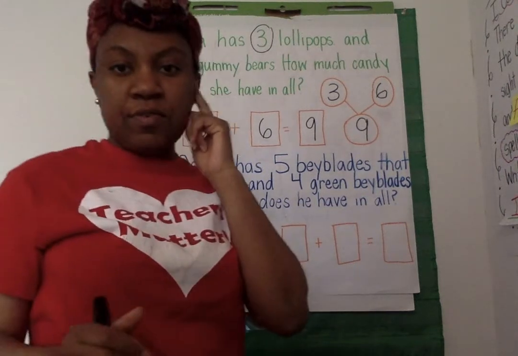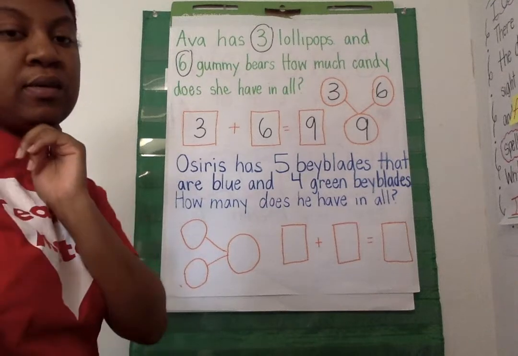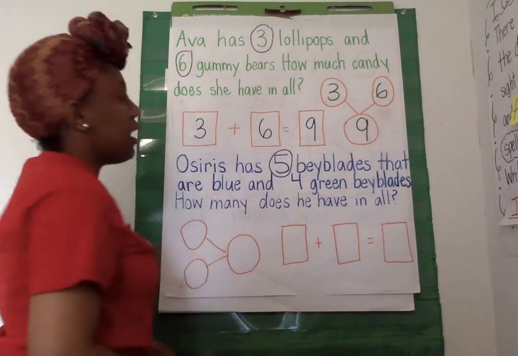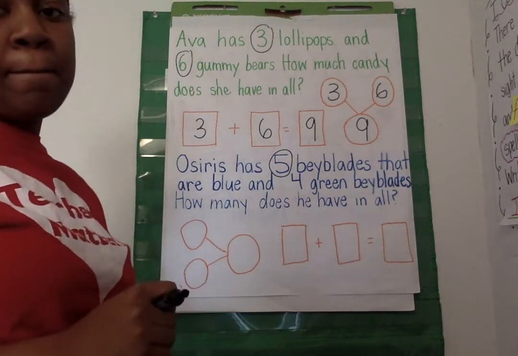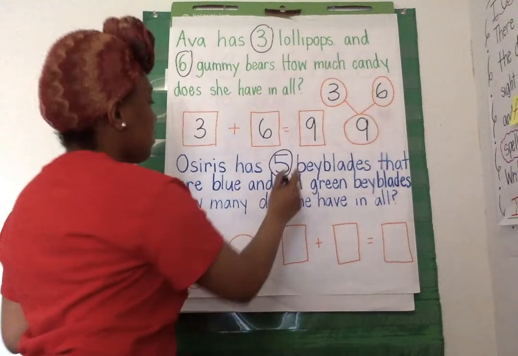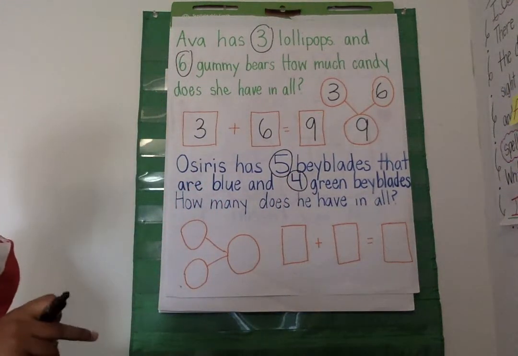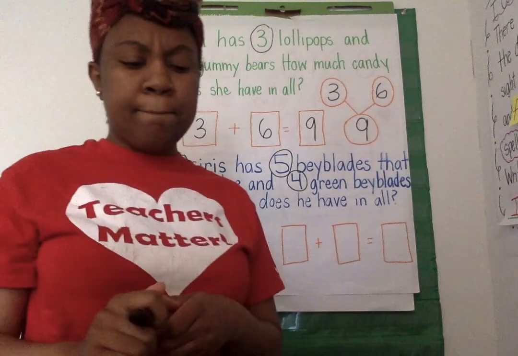I want you to think for a second. How many Beyblades did he have that were blue? Okay, let's see. He had 5. Very good. And how many green Beyblades did he have? He had 4, that's right. So how many does he have in all? How many Beyblades does Osiris have all together?